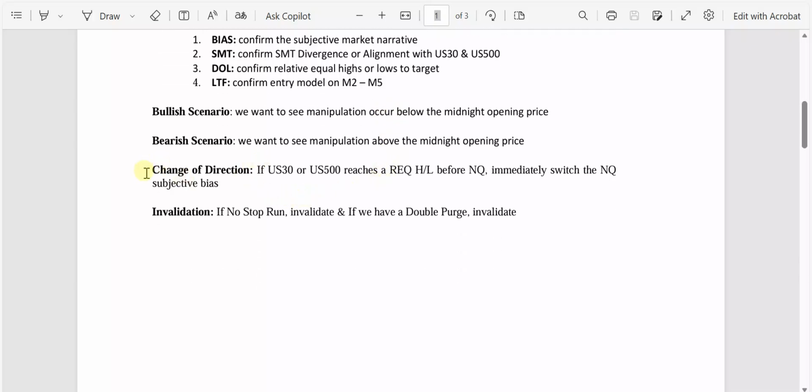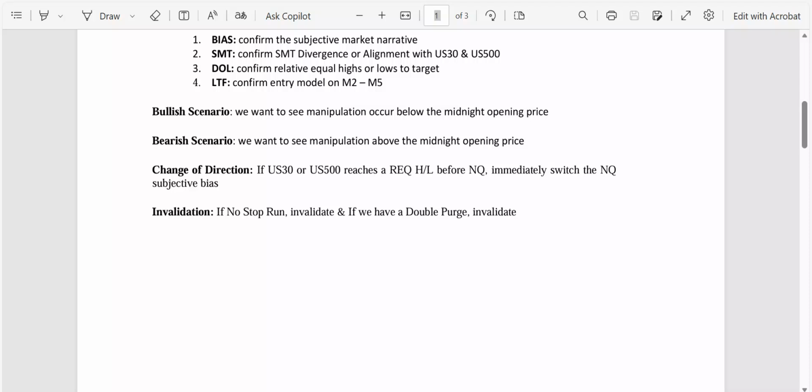Now let's talk about change of direction. There are scenarios whereby you can be bullish but then you have to change your bias immediately, due to some price signatures on the markets. So let me just read this out. If US 30 or US 500 reach a relative equal higher low before NQ, then you have to switch the bias of NQ.